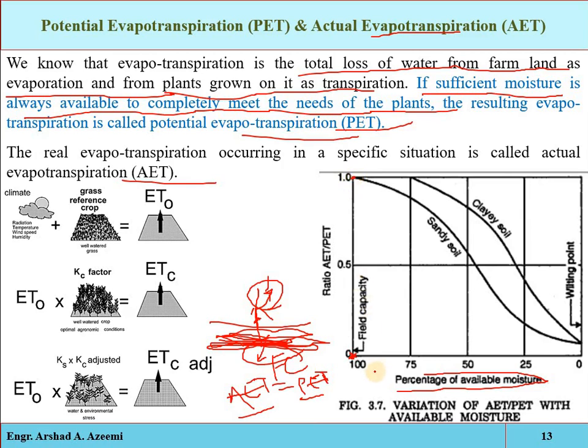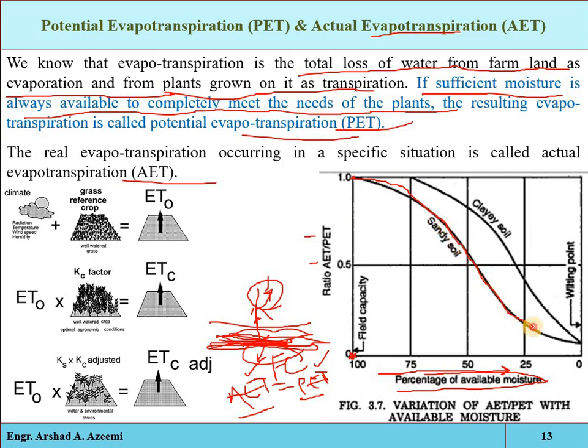Now as the plant utilizes the water, the availability of the moisture content will be reduced. If the availability of the moisture content is reduced, then the actual evapotranspiration will be less than the potential evapotranspiration. So if actual evapotranspiration is less than the potential evapotranspiration, then this ratio will be less.